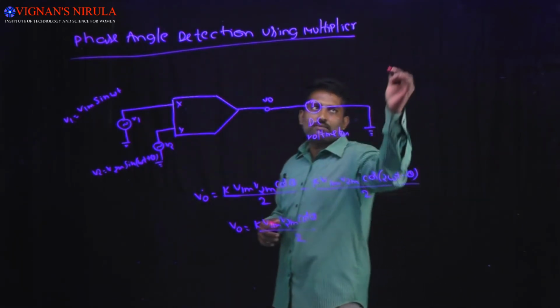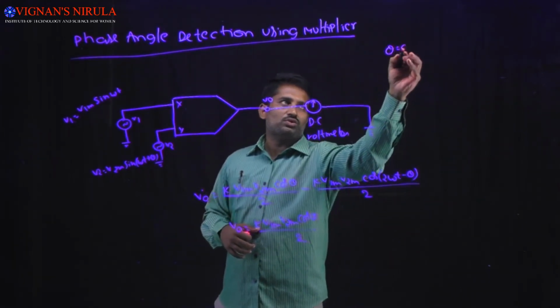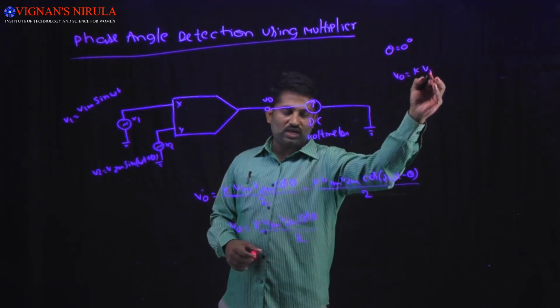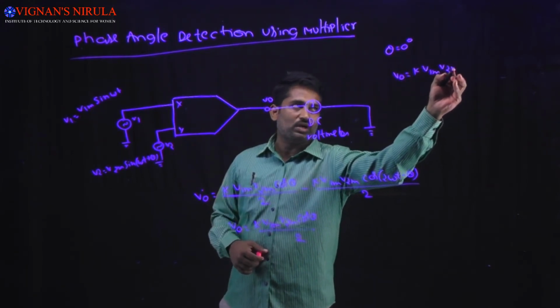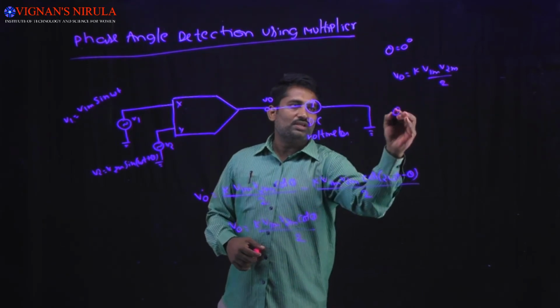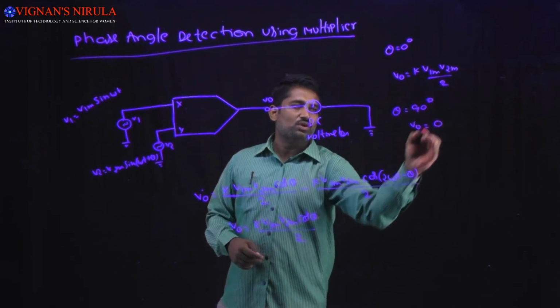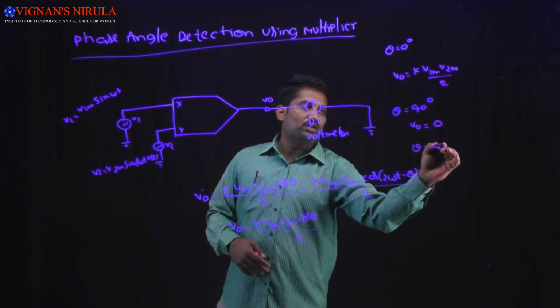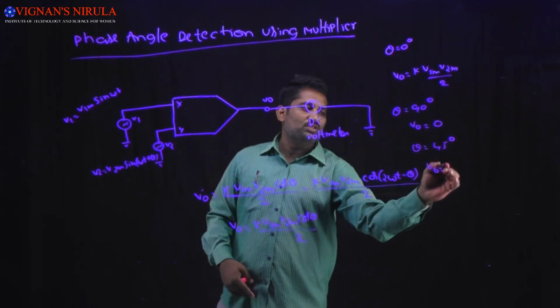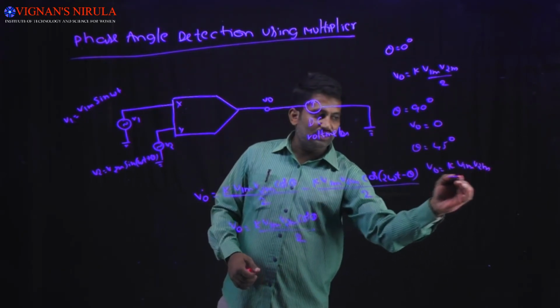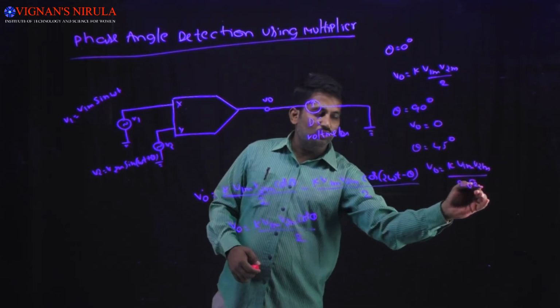First I am choosing theta equal to 0 degrees. Then output voltage V0 is equal to k times V1m times V2m divided by 2. Then for theta equal to 90 degrees, V0 is equal to 0, and for theta equal to 45 degrees, V0 is equal to k times V1m times V2m divided by 2 root 2.